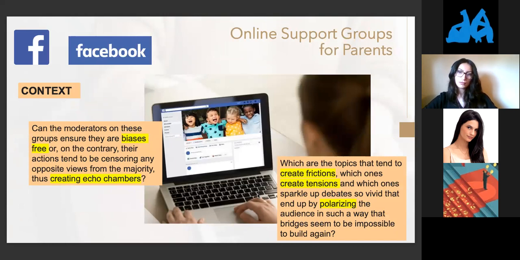So going back to the questions for the research: can the moderators on these groups ensure they are bias free? Or on the contrary, do their actions tend to censor any views opposite to the majority, thus creating echo chambers? Which are the topics that tend to create frictions? Which are the ones that create tensions? And which are the ones that generate even more polarizing debates, creating a situation from which there seems to be no turning back?